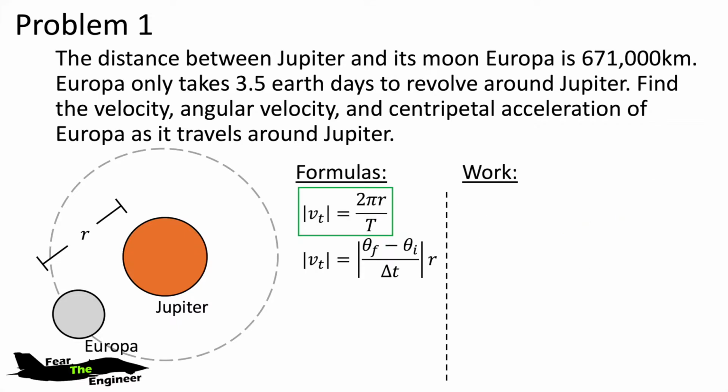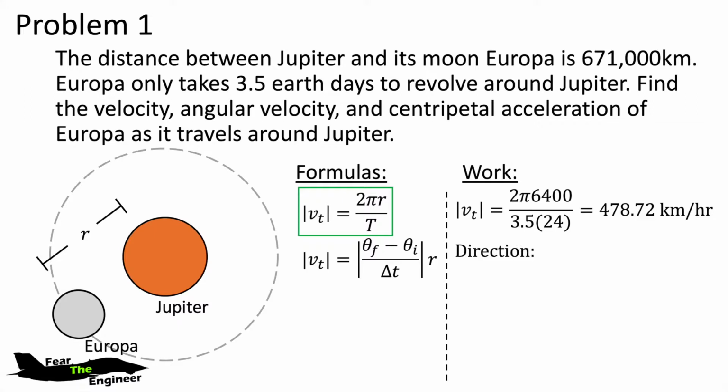Let's use it. When we plug in r and T, we get 478.72 kilometers an hour. To find the direction of the velocity, the problem must tell us, or it must provide Europa's angular position at two different times. This problem doesn't do either, so we can't determine the direction.